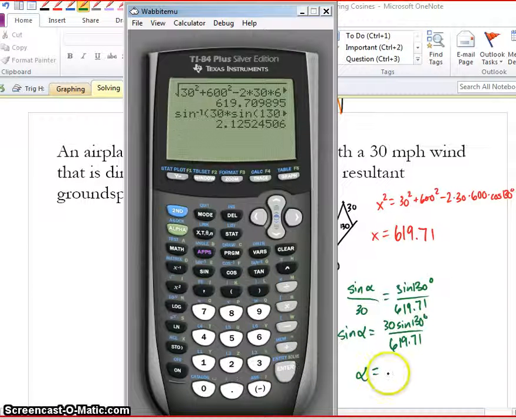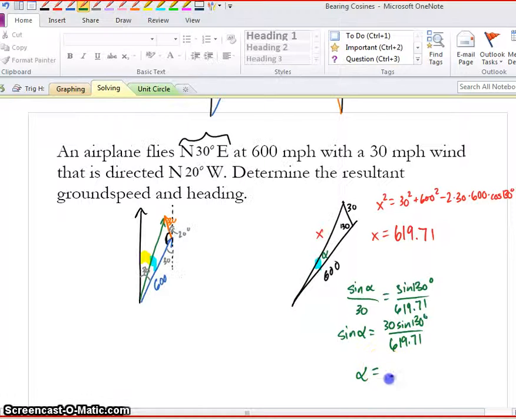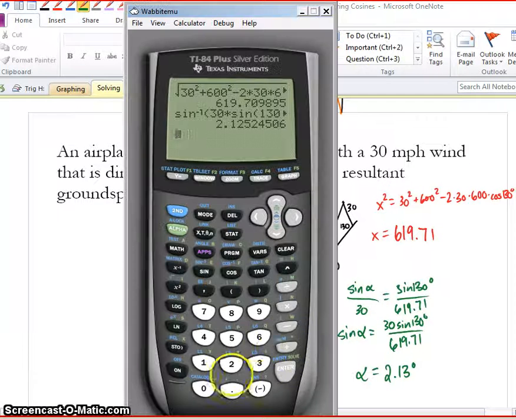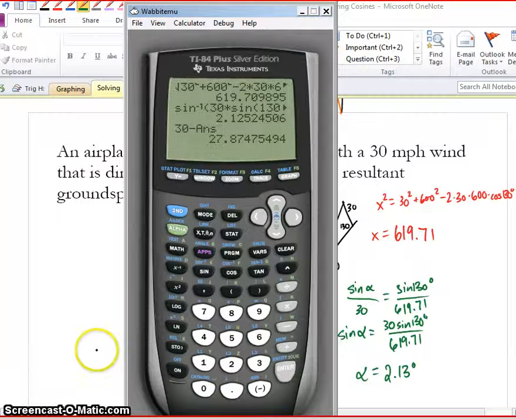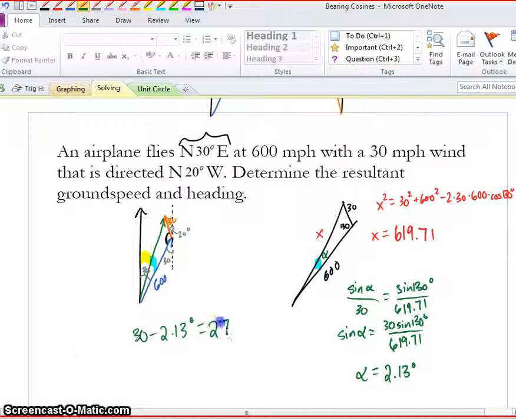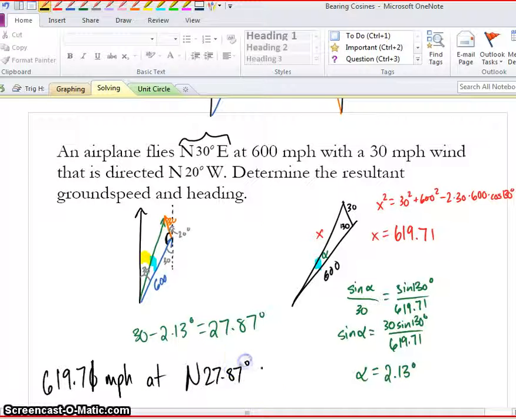And we get that our angle is about 2.13 degrees. That's our blue angle, which means that our final angle will be 30 minus 2.13 degrees. And you get 27.87. And our final answer, therefore, will be that we are going 619.71 miles per hour at north 27.87 degrees east.